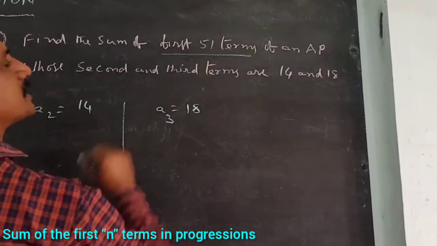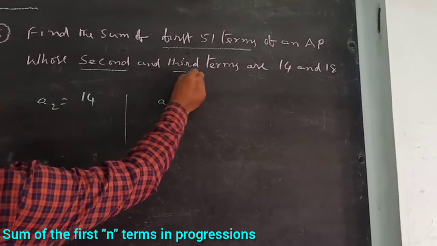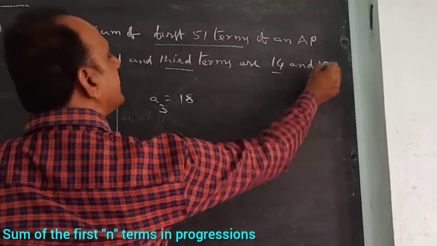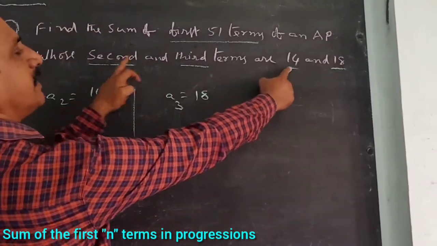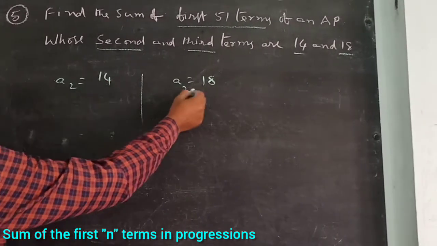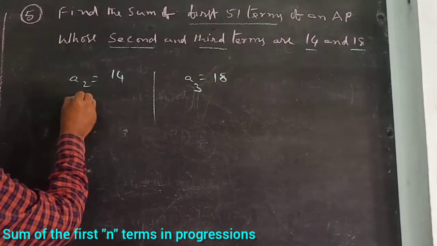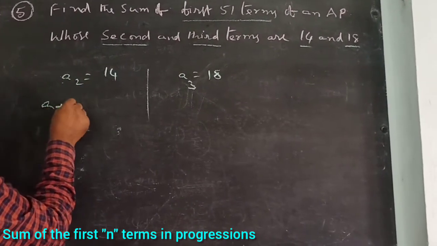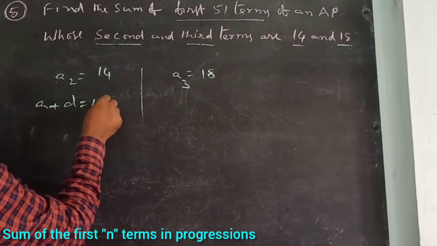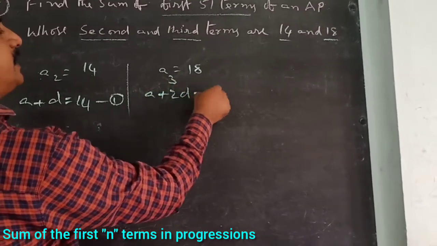Find the sum of the first 51 terms of an AP whose second and third terms are 14 and 18. Second term is 14, third term is 18. So A2 equal to 14, A3 equal to 18. AP formula: A plus n minus 1 into D. Second term is A plus D is equal to 14. That is the first equation. Third term, A plus 2D equal to 18.